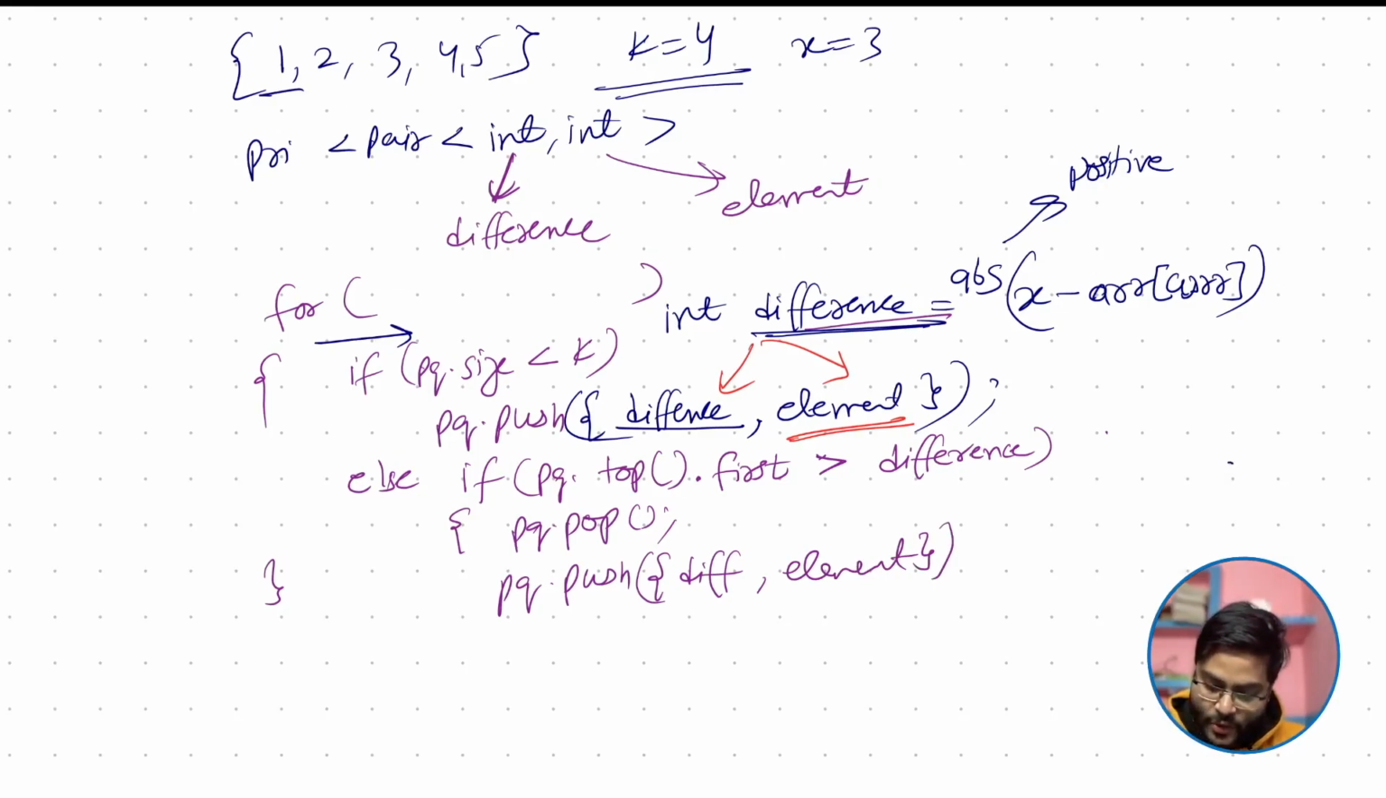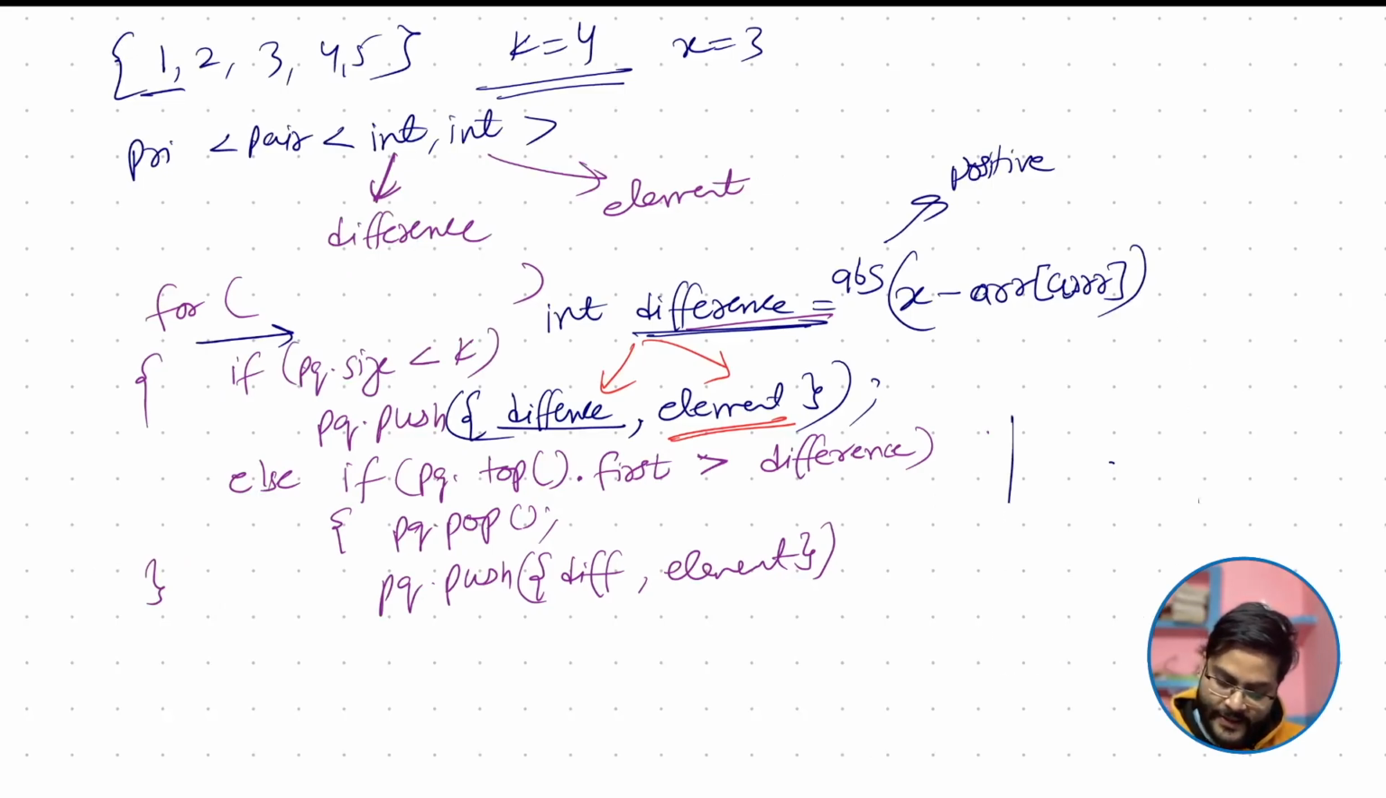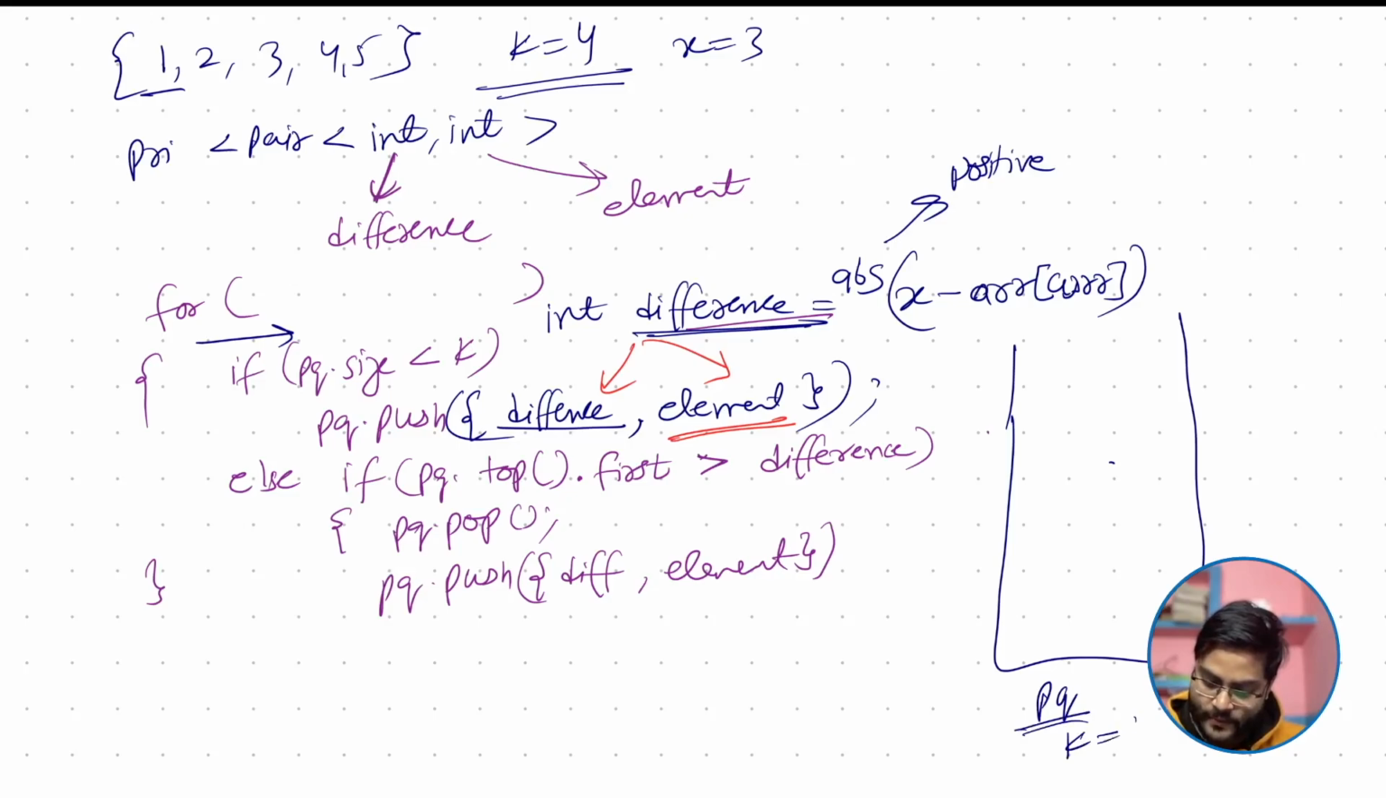So I will take a priority queue, and its size can be at max 4, because k is 4, and I'll put the pair. The difference will initially be x minus array of i, so 3 minus 1, the difference will be 2. So we'll put 2 comma and the value, which is 1.